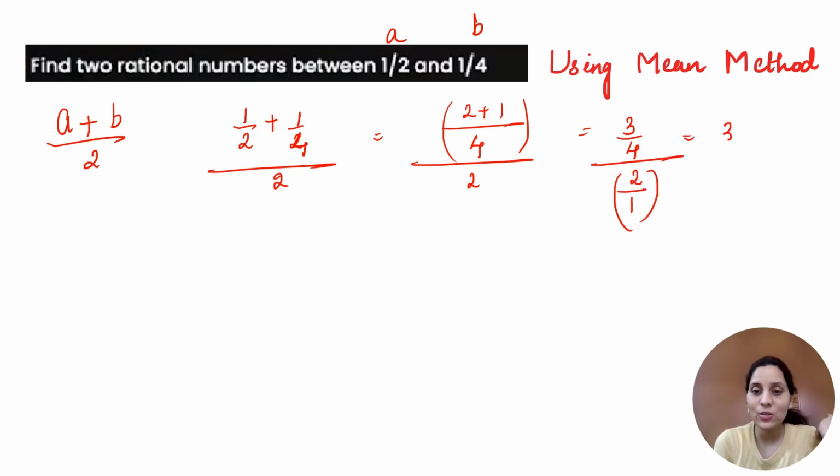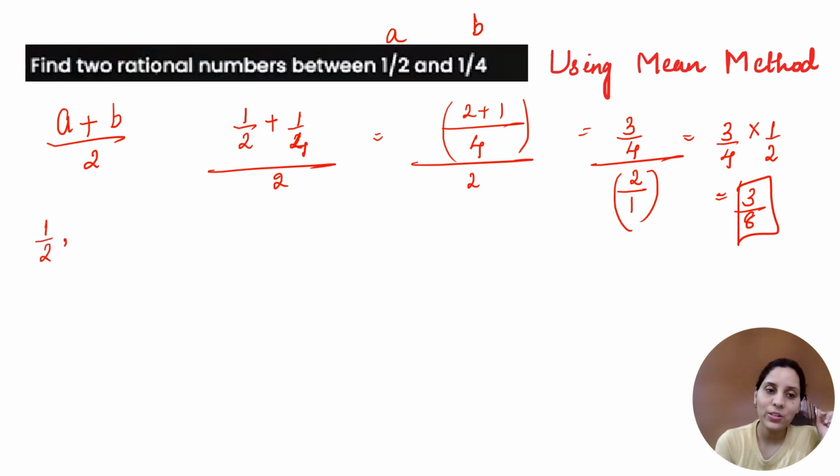Whenever we need to take the denominator to the numerator, it becomes the reciprocal. 2 by 1 becomes 1 by 2. So here we get 3 by 4 into 2, 8. So this is the rational number between these two numbers. So I'm going to write 1 by 2, 3 by 8 and 1 by 4. We found 1, but we need to find 2. So another one can be calculated between this or this, anything. So let me consider between the first two.